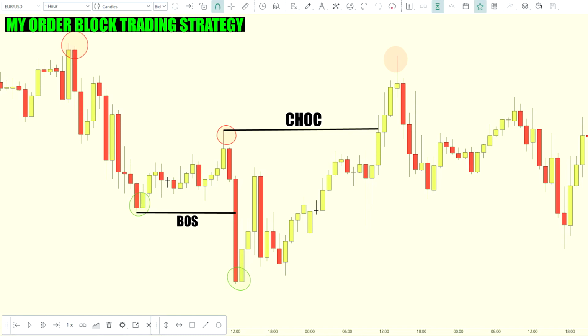From this point forward, we're no longer interested in short setups or bearish order blocks. The trend has flipped, and so our focus is now entirely on long opportunities, staying aligned with current market momentum.